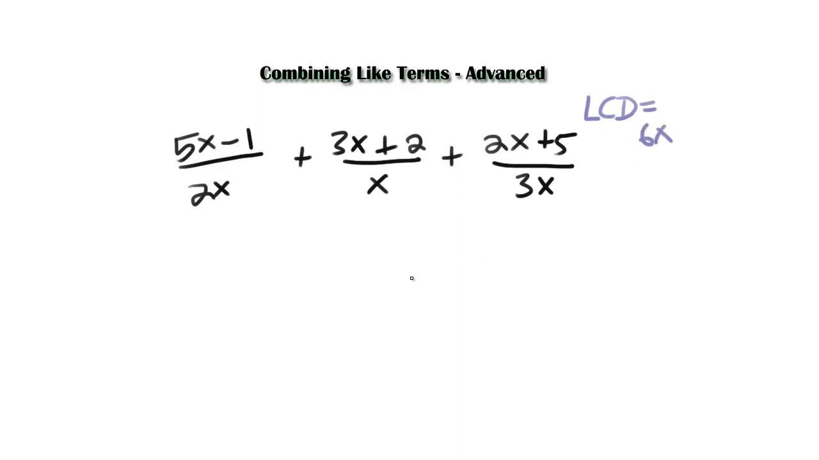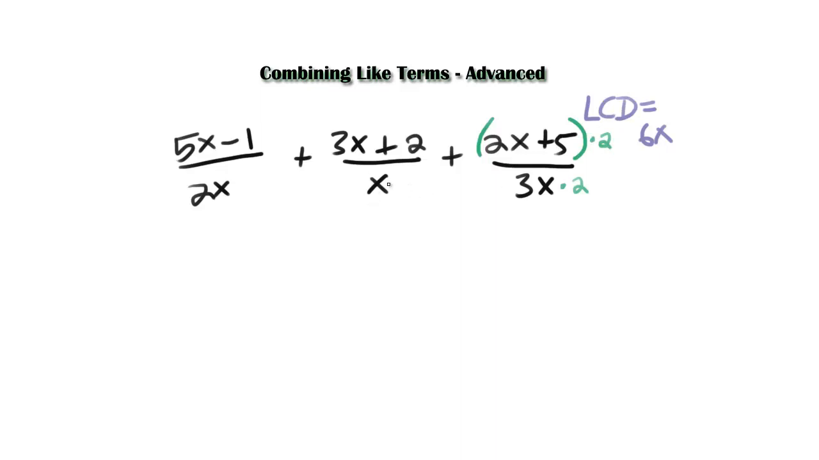Alright? So how do we get 3x to 6x? Well, we're going to have to multiply that by 2. So dot 2. But then we have to multiply the numerator by 2 also. So just make sure, this is a very important step, you put parentheses around the 2x + 5. Okay, so multiply that by 2.